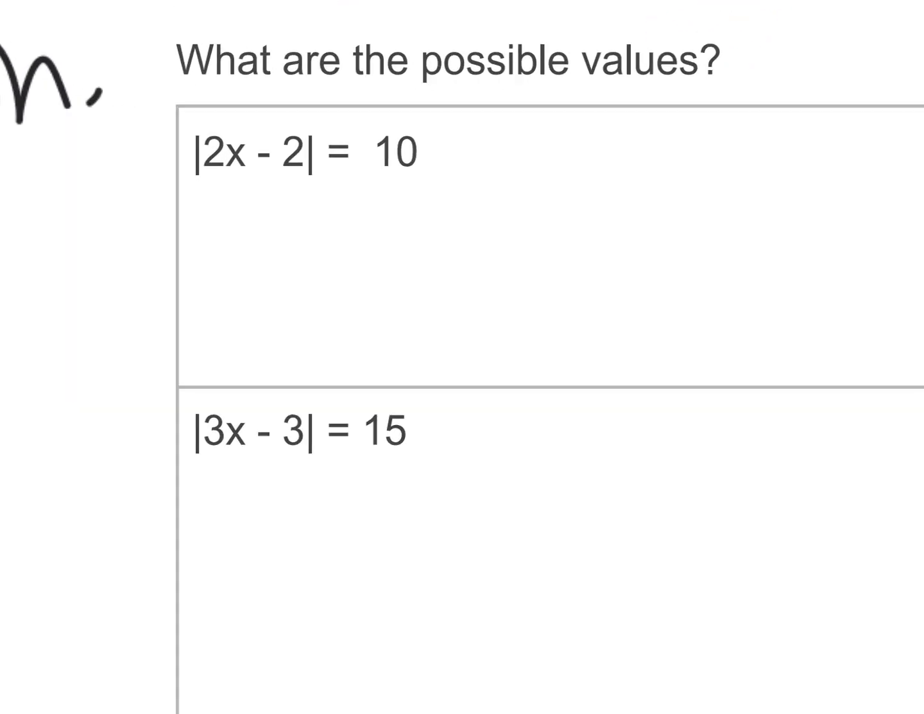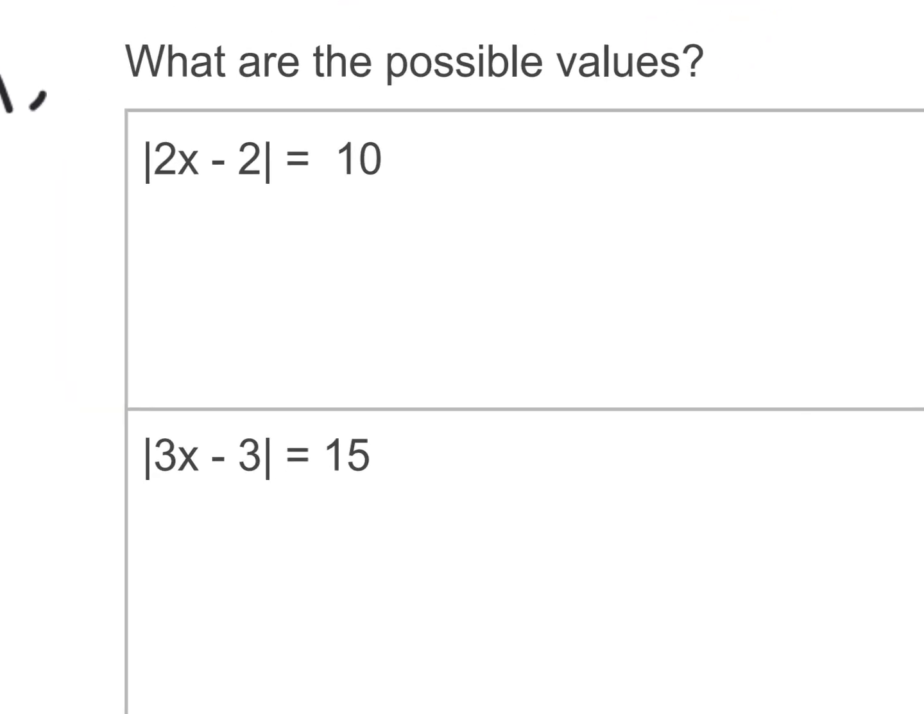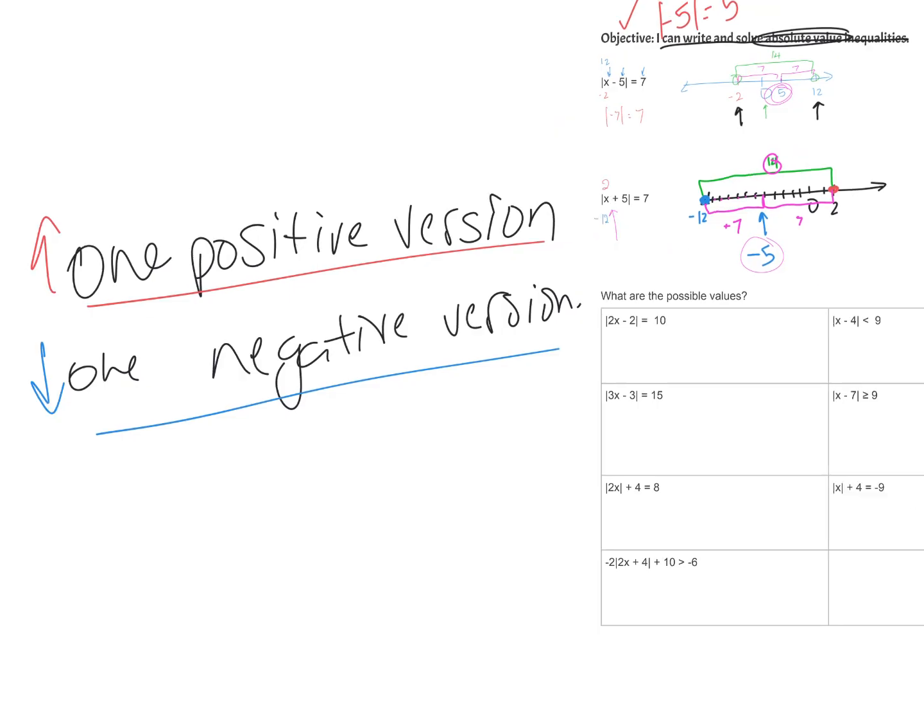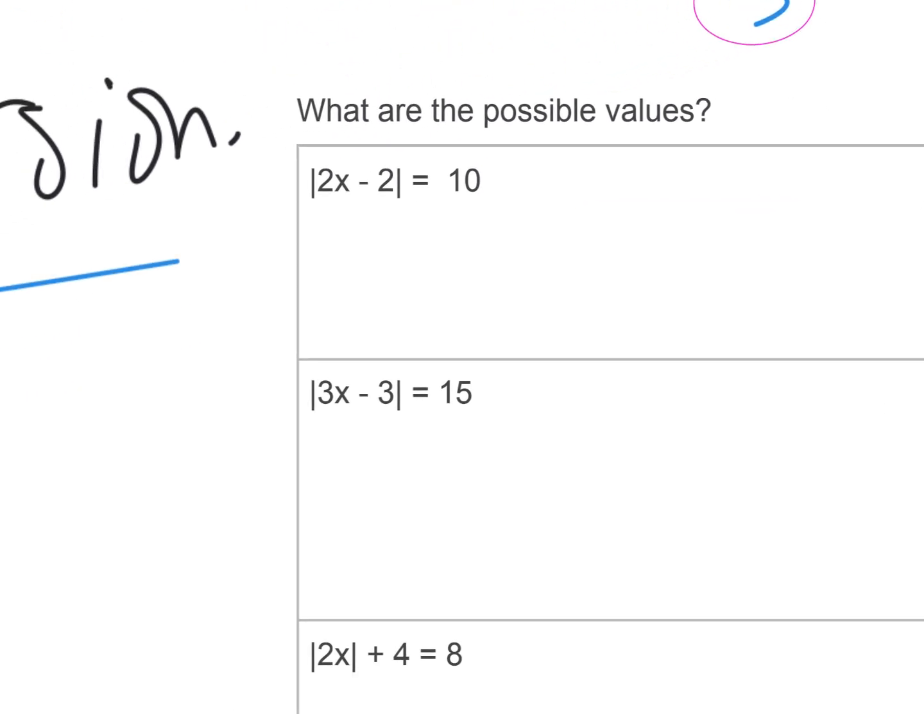So check this out. I'm going to start with the positive. In fact, here's what I'll do. I will make positive red. I'll make negative blue. I'm thinking of like temperatures. This is the heat going up. This is the heat going down. All right, so here we go. The positive version will look like this. Notice any big differences between this and the positive version? Well, all we did was drop the absolute values.